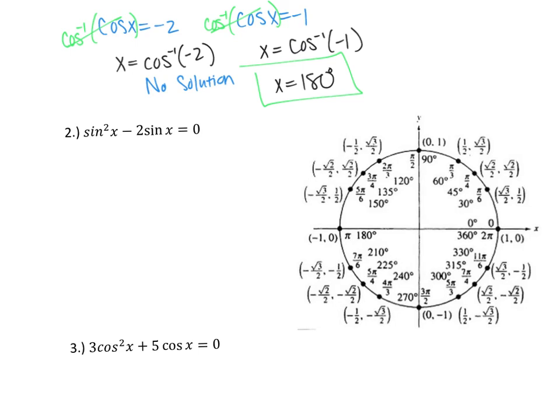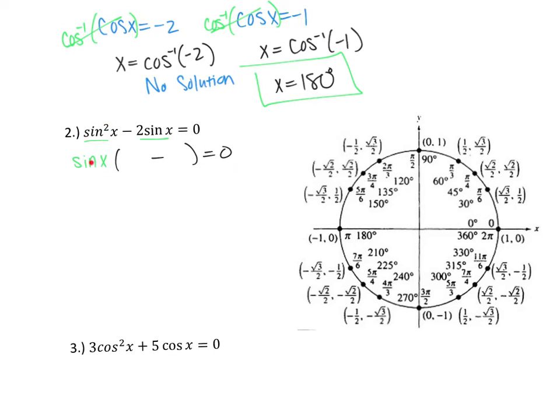This one here has two terms and they both have sine. So perhaps we can factor out a sine from each one of them, but this one's only sine to the first power. So if I factor out a sine, I have to figure out what I leave behind. So I'll bring down the minus sign, I'll bring down the equal sign and 0.